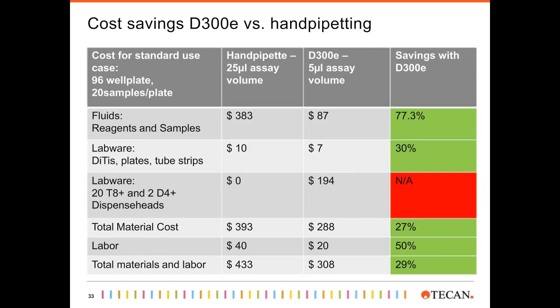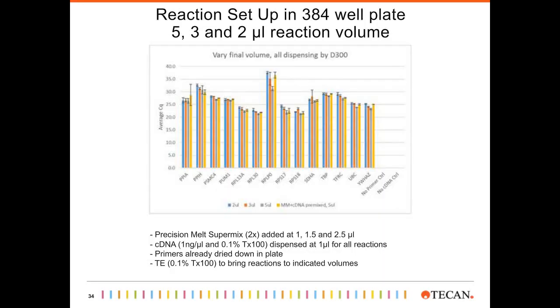And 5 microliters is of course not the smallest volume that it can achieve. We have here a comparison of reactions set up in 5 microliters, 3 microliters, and 2 microliters, all set up by the D300E, and how they compare to each other. The blue bars are the 2 microliter reactions, the orange ones the 3 microliter ones, the gray bars the 5 microliter reactions, and the yellow bars are where the master mix and the cDNA were already premixed and also set up in a 5 microliter reaction. You see that there's virtually no difference in the results. So you can easily scale down your experiments to 2 microliter reaction volume without any loss in fidelity and without any problems with your data quality.